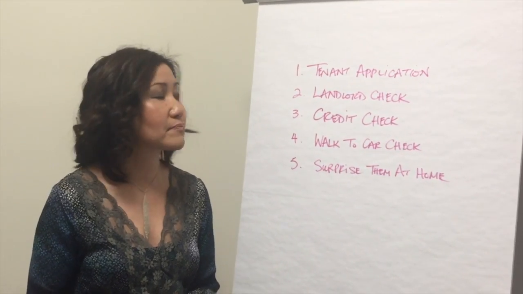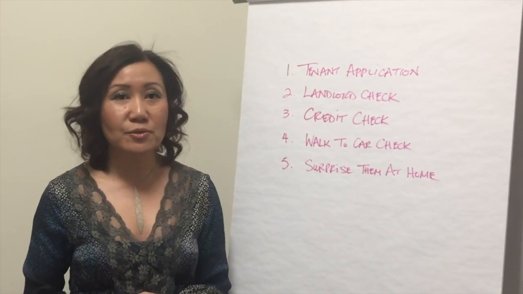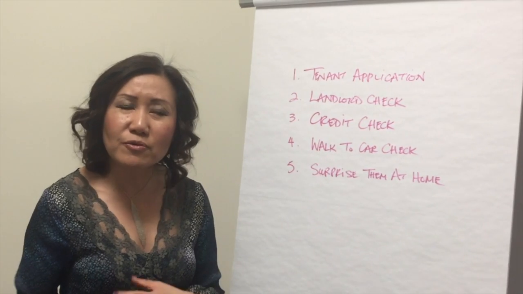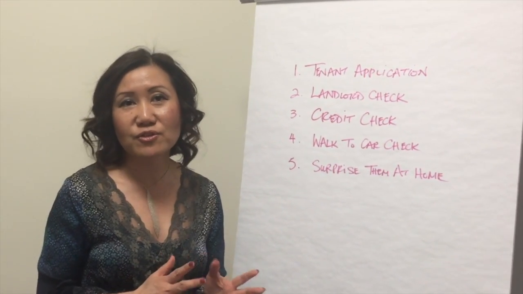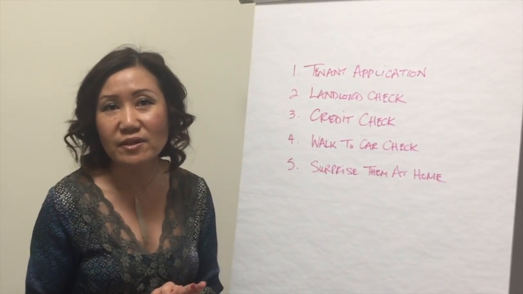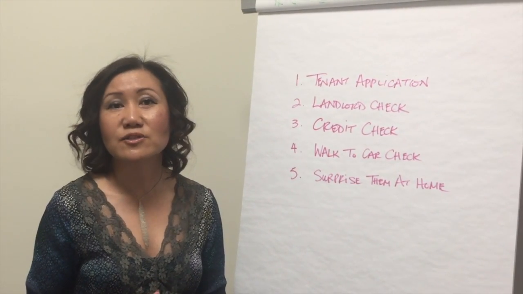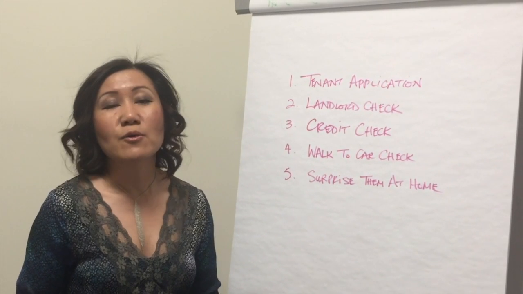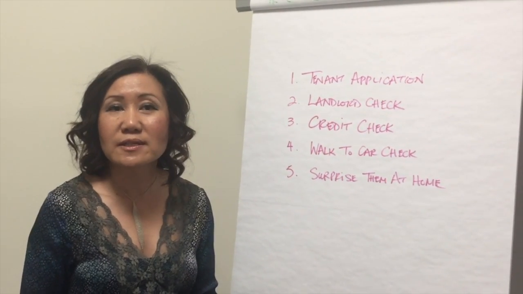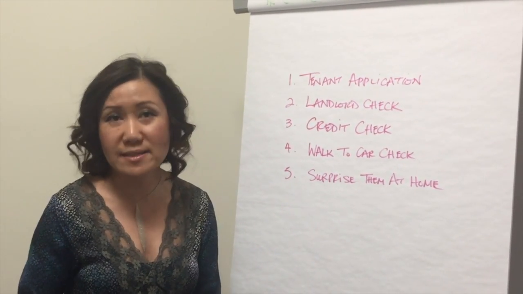The fourth thing you need to do, if you're still unsure and you want to get a feel of how they're going to treat your property, is to walk them to their car. When you walk them to the car, you're going to see if they have a dirty car or a messy car.